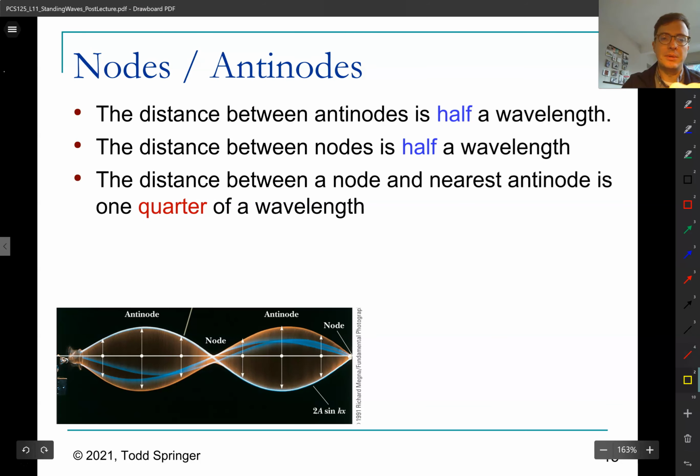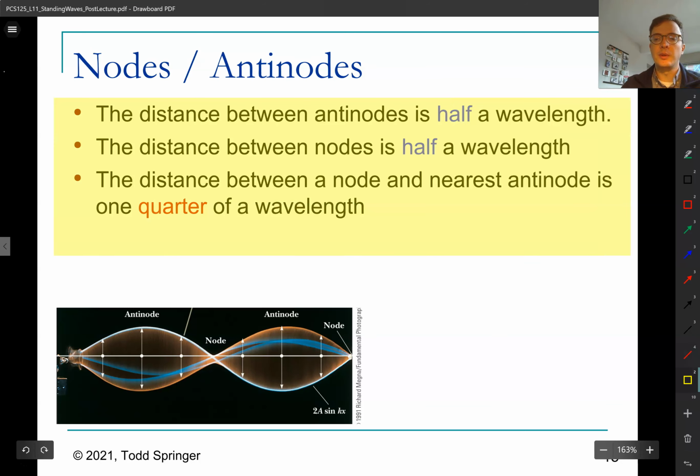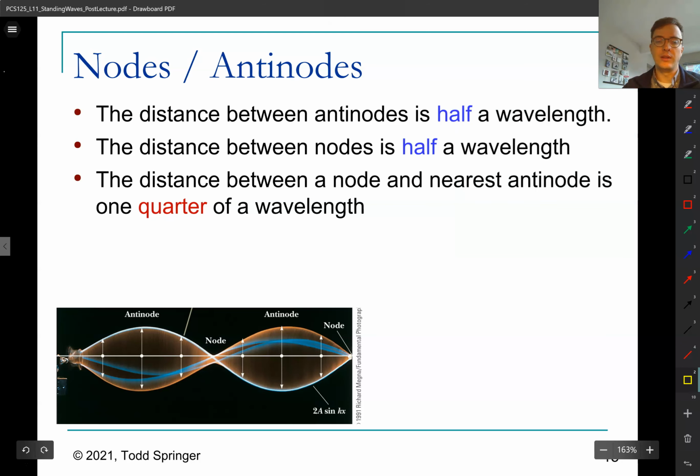So it's all summarized up here. The distance between the nodes is half a wavelength. The distance between the antinodes is also half a wavelength. And the nodes occur halfway between the antinodes and vice versa. So the distance between a node and the nearest antinode is 1/4 of a wavelength.